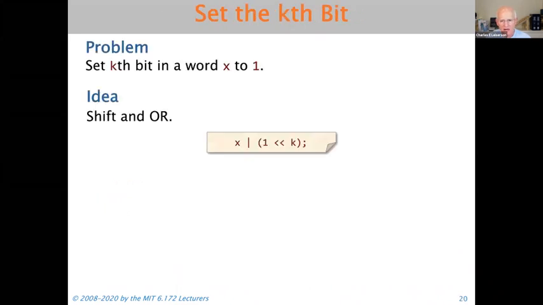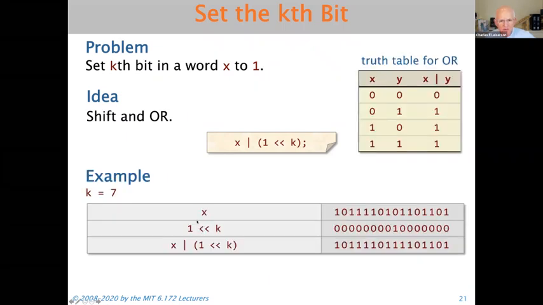Okay, so here's our first bit hack. Suppose that we want to set the kth bit of a word to 1, leaving all the other bits untouched. Okay, so the idea is we just shift and OR. We shift a 1 left k positions and OR it with x. Okay, here's the truth table for OR and an example in which k equals 7.